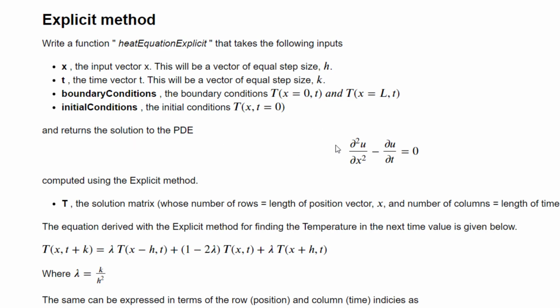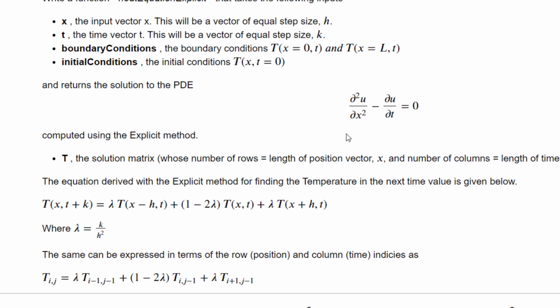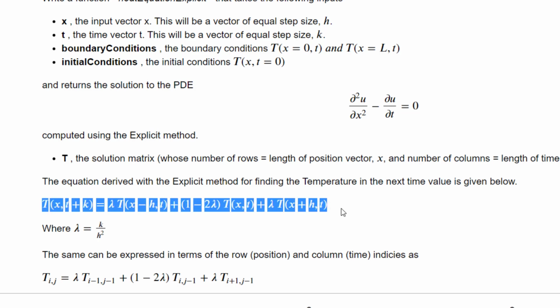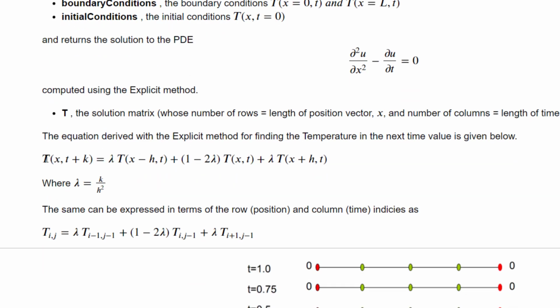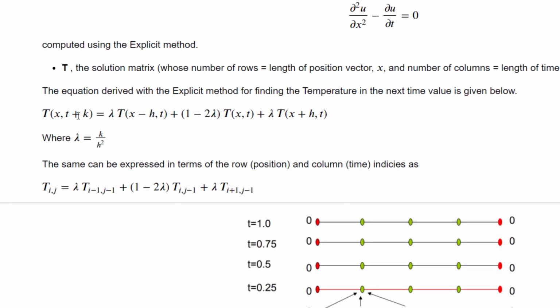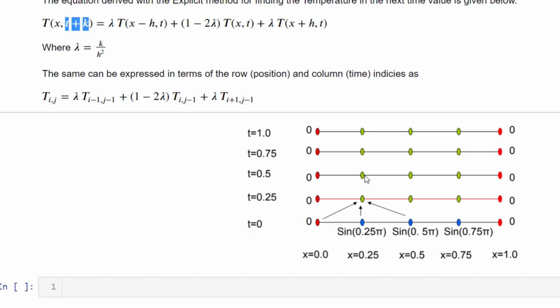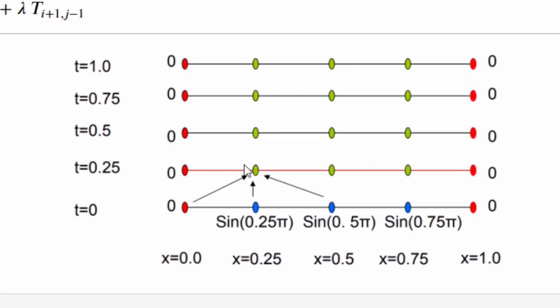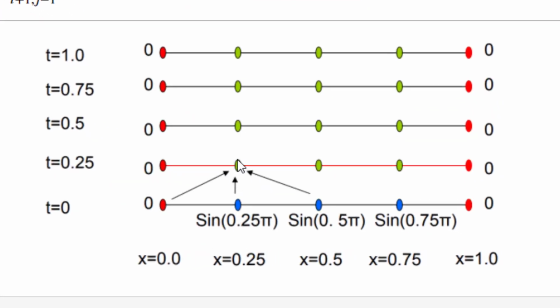So just to remind you, this is the heat equation, and using finite difference method, you can derive the following explicit equation, which is shown over here. This equation lets you calculate the temperature, for example, in the next time level. If you go down to the figure over here, this equation represents the calculation of this green point. This green point is calculated based on a weighted sum of the previous time value and the adjacent values to the left and to the right.